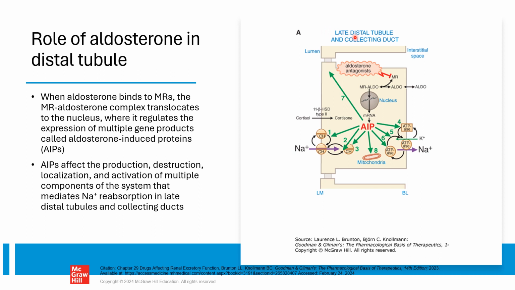When aldosterone binds to the mineralocorticoid receptors, this mineralocorticoid receptor and aldosterone complex translocates to the nucleus, and it regulates the expression of multiple gene products in the nucleus. These products are known as the aldosterone-induced proteins, or AIPs. AIPs affect the production, destruction, localization, and activation of multiple components of the system that mediates sodium reabsorption in the late distal tubule and collecting ducts.